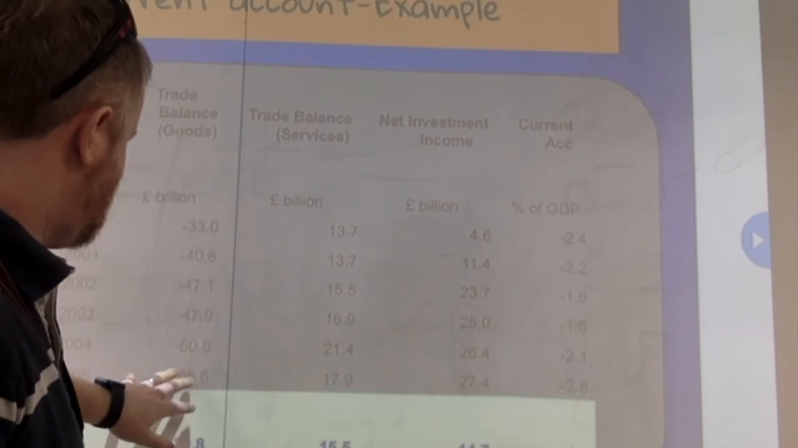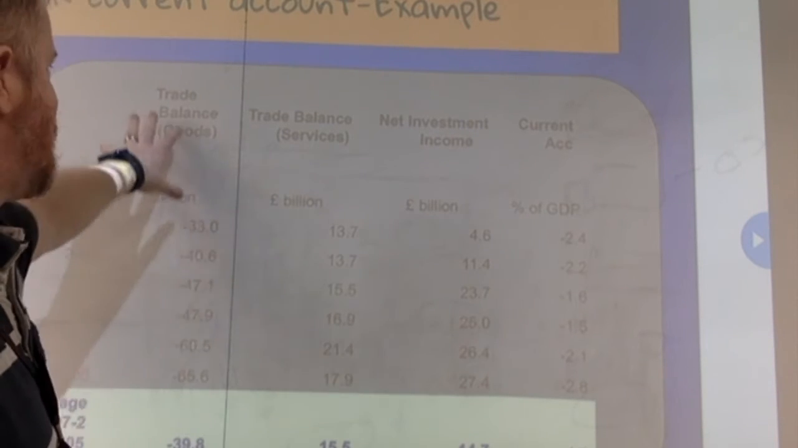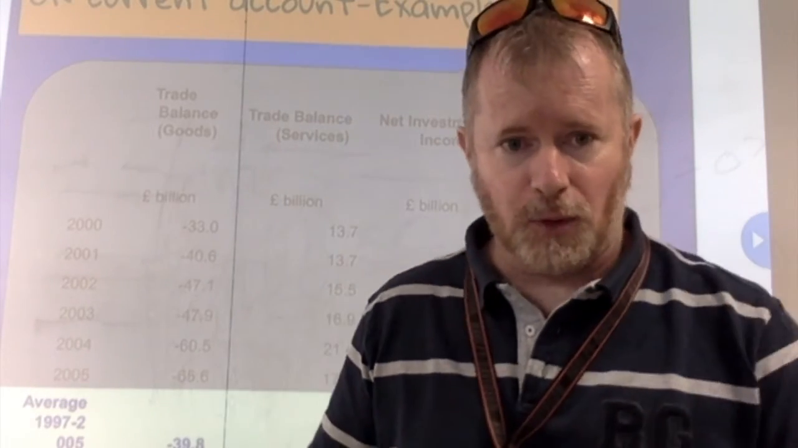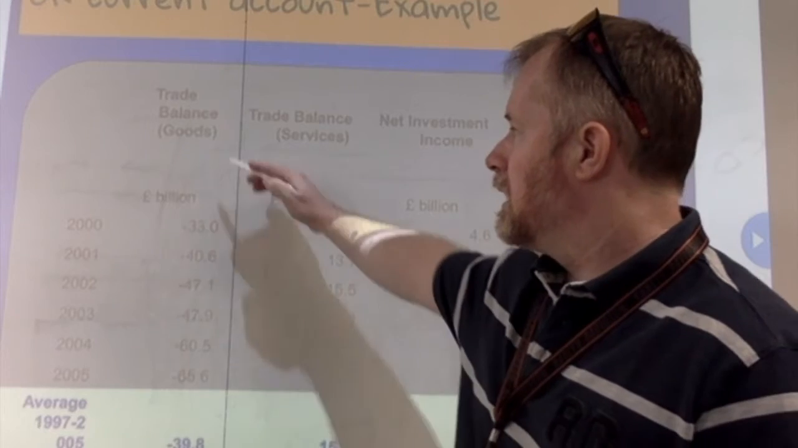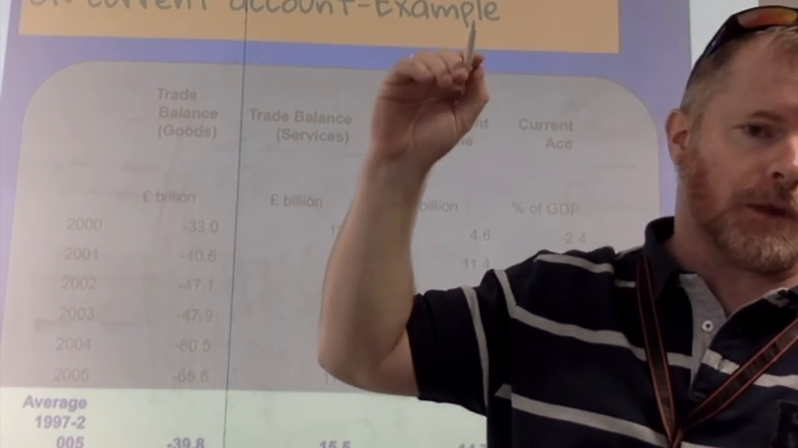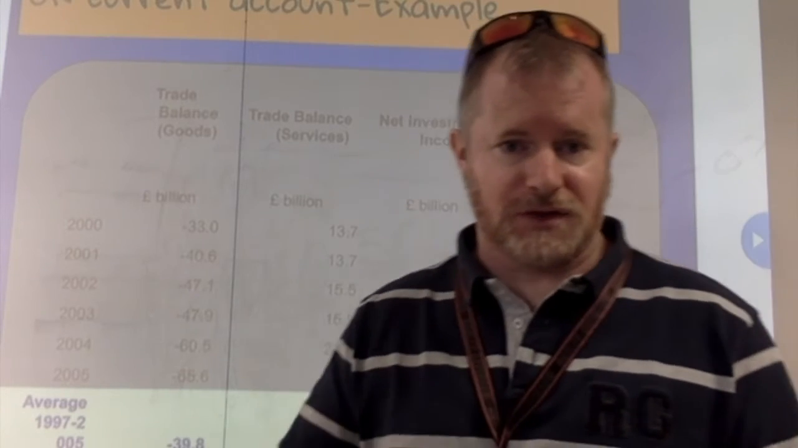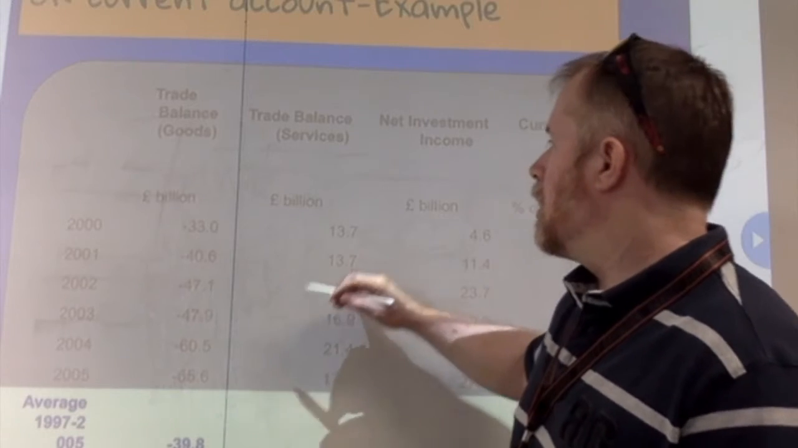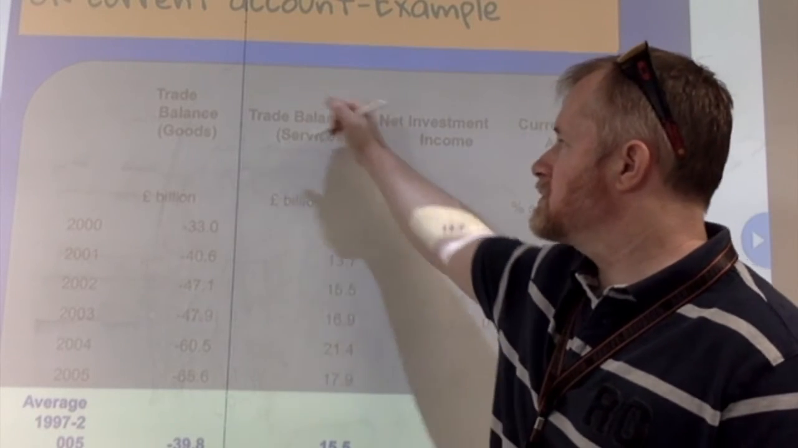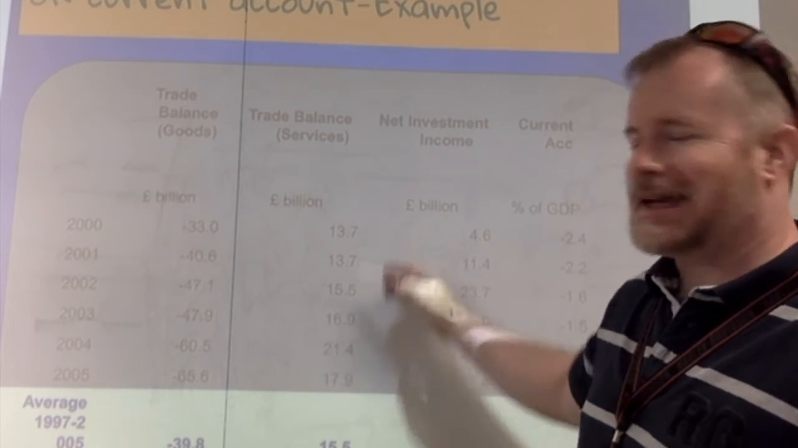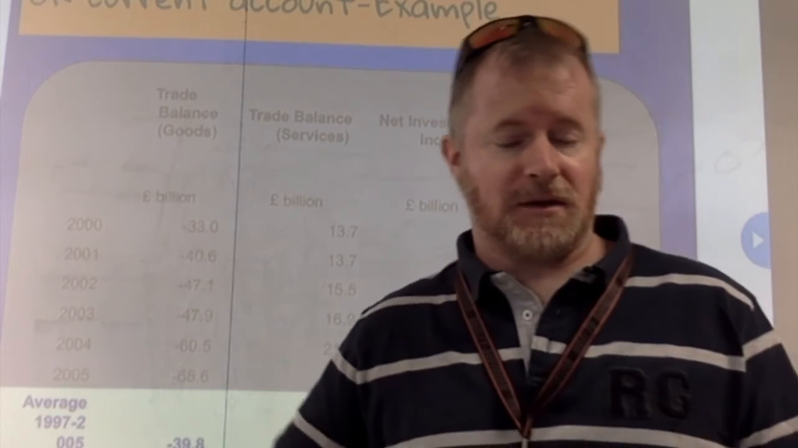What's happening here? This is goods, this is the balance on goods. So it's the export of goods minus the import of goods. So this is telling us that the UK is importing many more millions of goods than it is exporting. On the contrary, on the service side, the UK is actually exporting more services than they're importing.